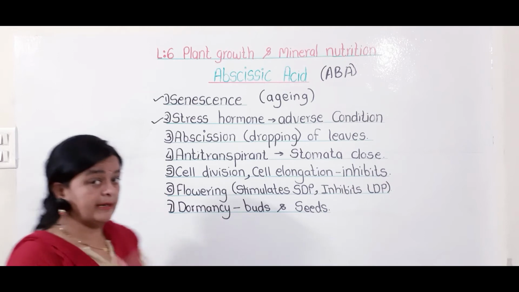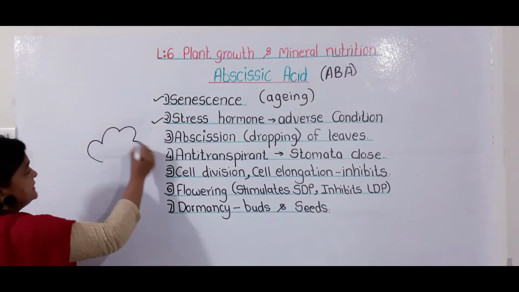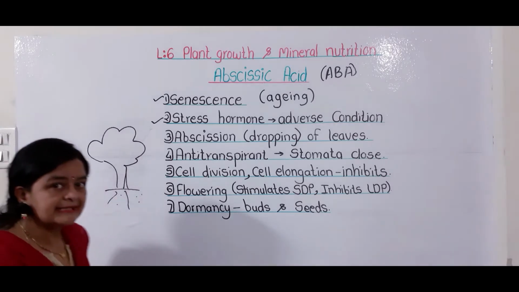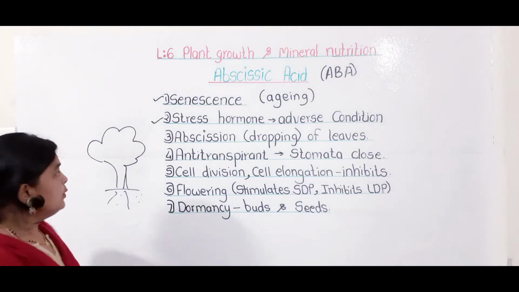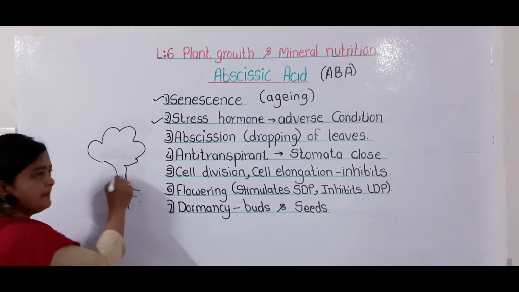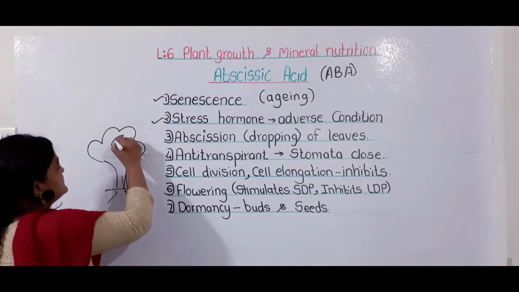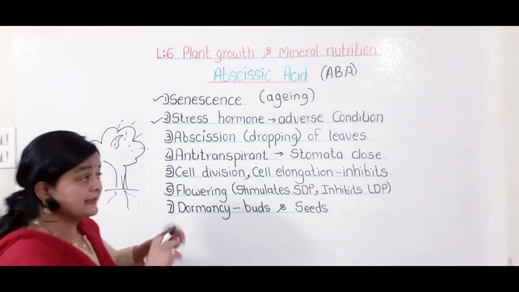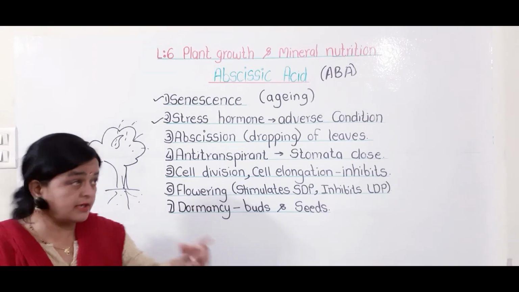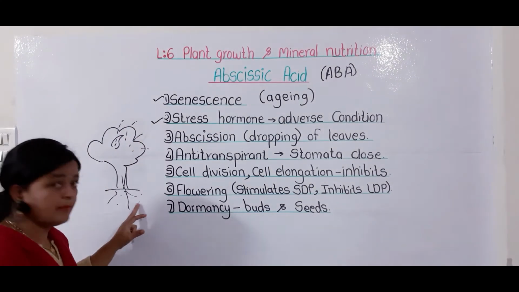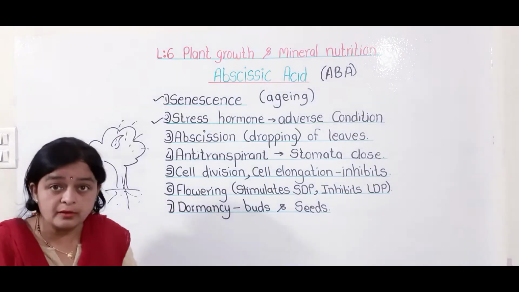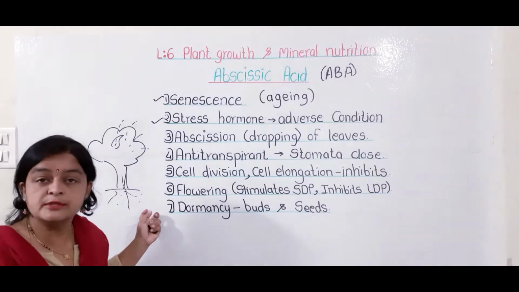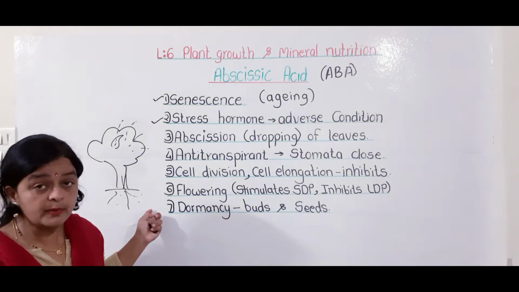I will give you an example. Adverse condition means, suppose here this is a tree, and inside the soil, a very small amount of water is there. This water will be sucked by the plant, and here leaves are there. Leaves are continuously doing the process of transpiration. So maximum leaves means maximum transpiration. Maximum transpiration means maximum water has to be absorbed by the roots. And if there is less water, from where are the roots going to absorb that water? That will be the adverse condition.